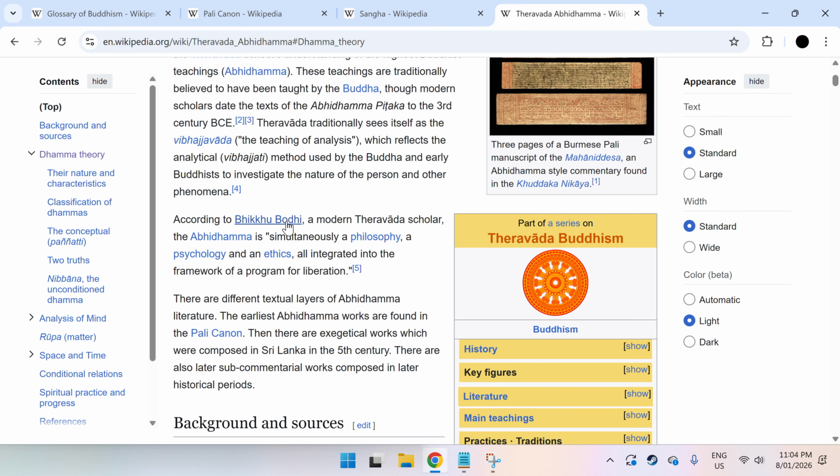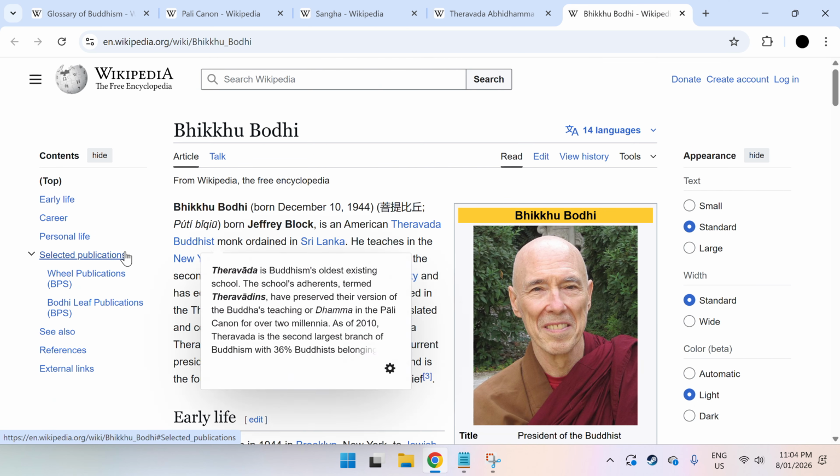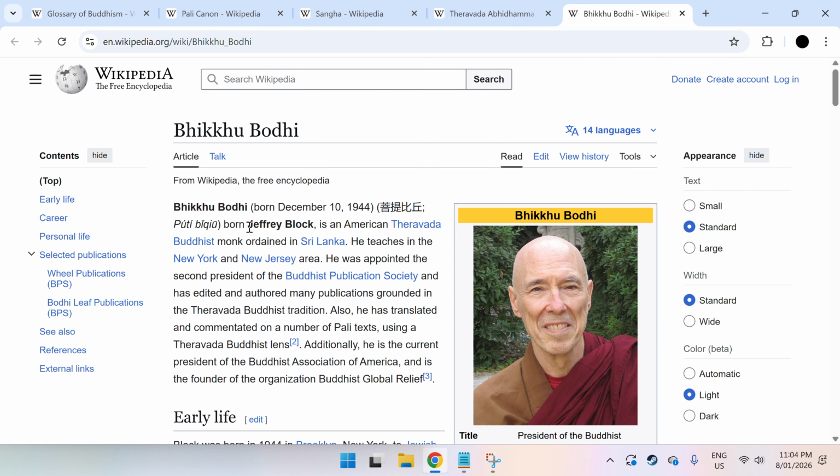According to Bhikkhu Bodhi, a modern Theravāda scholar, the Abhidhamma is simultaneously a philosophy, a psychology, and an ethics, all integrated into the framework of a program for liberation. So that's Bhikkhu Bodhi there. He was born Jeffrey Block. He is an American Theravāda Buddhist monk.